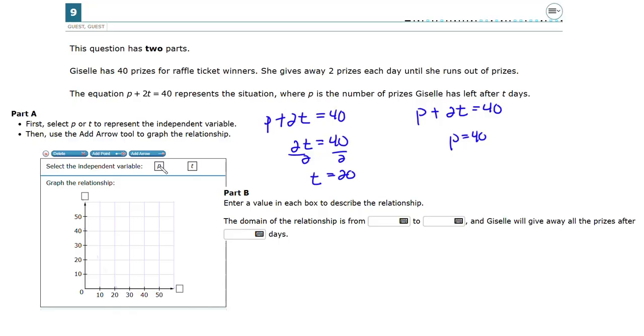Now, had we selected P as our input, then the P would be down here, and the T would be here. These numbers would still be the same. So we would still have T equals 20, and we would still have P equals 40. And now our graph would look like this. Now when it says the domain of the relationship, now that's P. And P goes from 0 to 40. But this part, and Giselle will give away all the prizes after blank days, is the same, but we're going to look this way. When is P 0? When T is at 20. So this part is still 20.